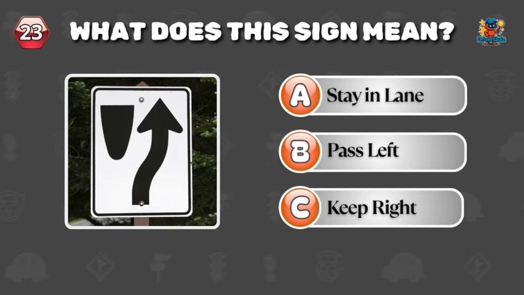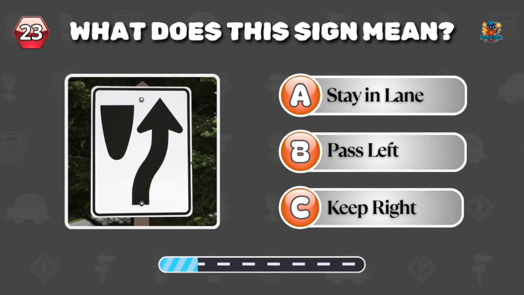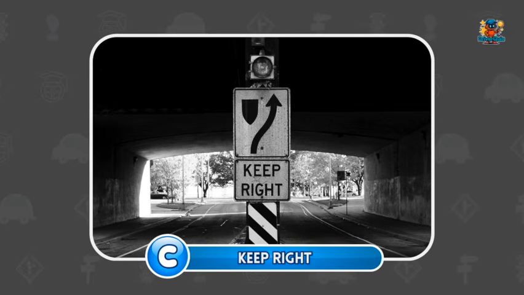Question 23. A. Stay in lane. B. Pass left. C. Keep right. Keep right. This sign tells drivers to keep to the right of an obstacle or median.